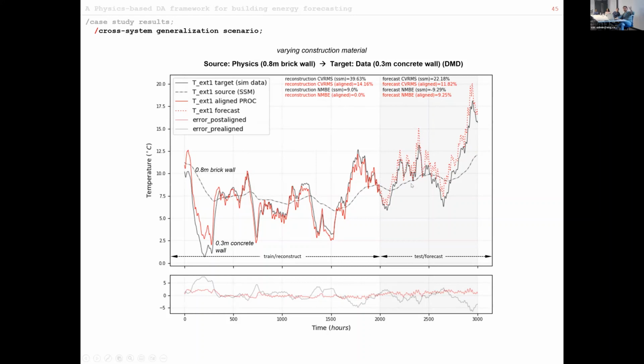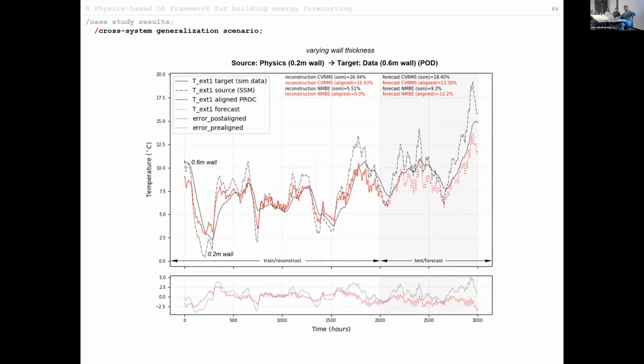Here I also repeat this, but now, rather than changing thicknesses only, we're also changing materials. Because they exhibit similar behavior, we're able to repeat the same alignment. As you can see, the dotted line on the right-hand side fits quite nicely from what was the physics-based system for a different wall.